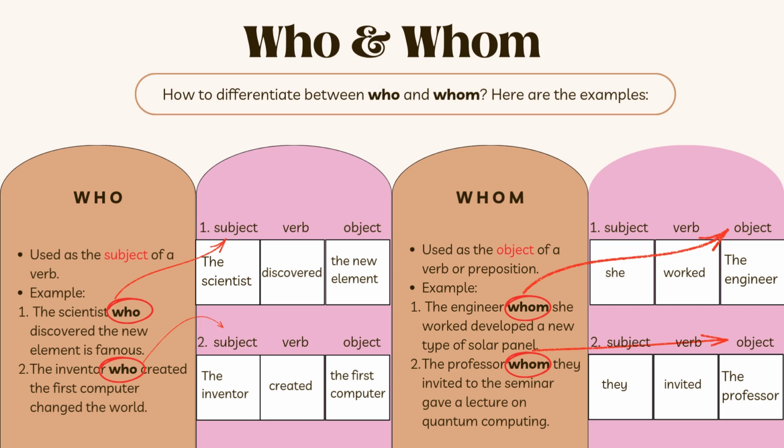On the other hand, we use whom when the action is being done to the person. For example, number 1, the engineer whom she worked with developed a new type of solar panel. Here, the engineer is the object of the verb work. The second example, the professor whom they invited to the seminar gave a lecture on quantum computing. Here, the professor is the object of the verb invited.